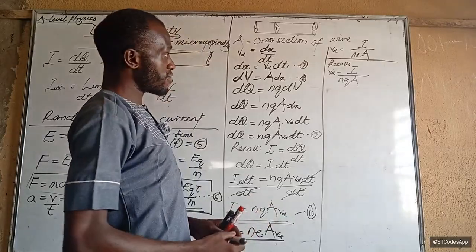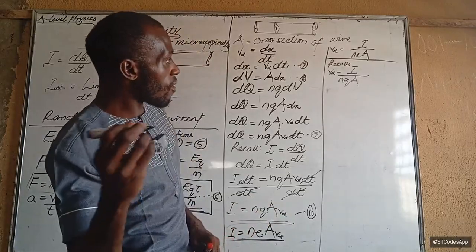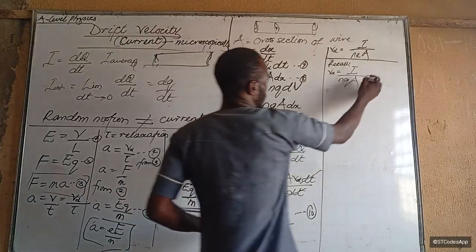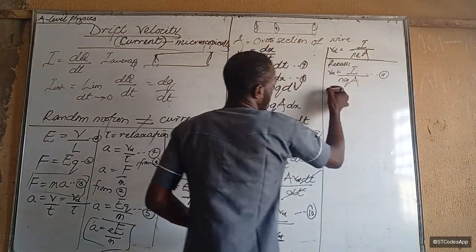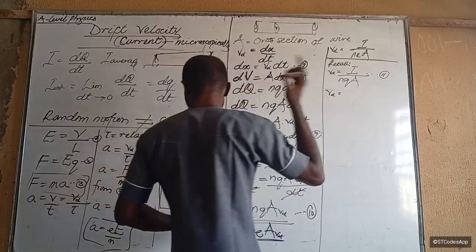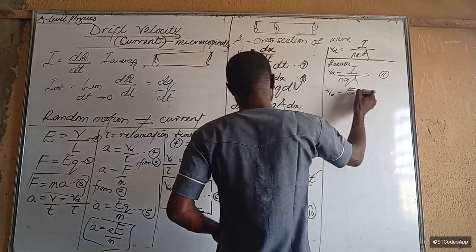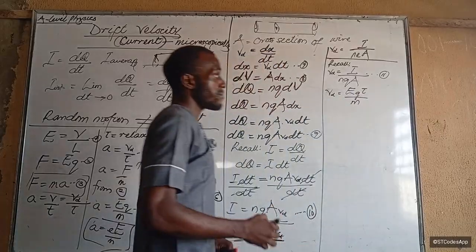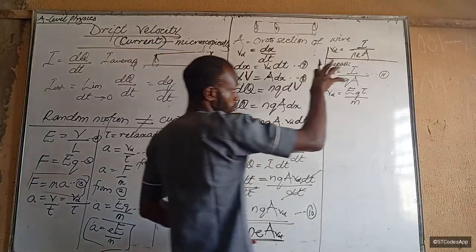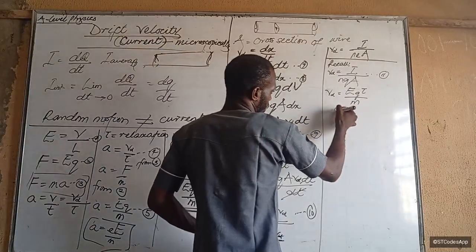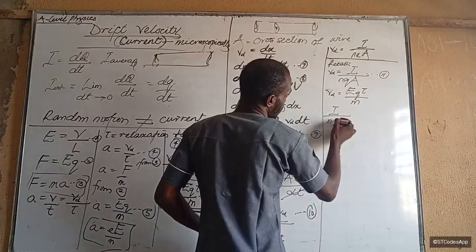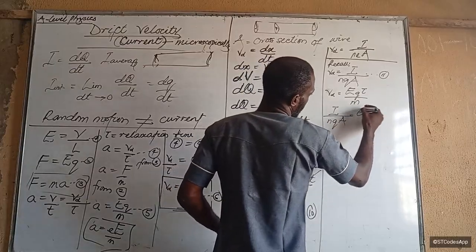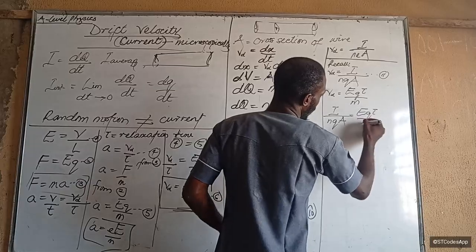Alright? I over nqA. And recall that the same drift velocity, let's call this equation 11, that the same v sub d we got to be eE tau over m. Alright? So we can now equate both of them. So that I over nqA is equal to eE tau over m.